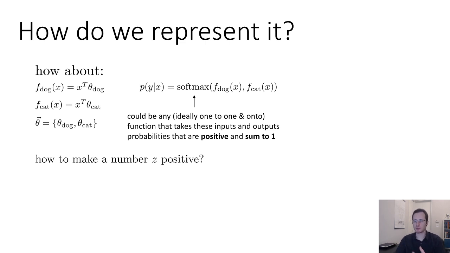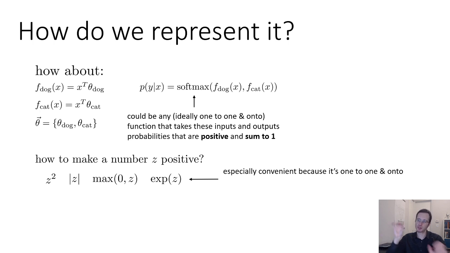Now, given some number z, how can you make that number positive? There are a variety of things you could do. You could say, well, z squared is always positive, no matter what z is. The absolute value of z, that's always positive. You could take the max between 0 and z. That's also positive. You could also exponentiate z. That's also positive. These are all valid ways to make a number positive, and they could actually all work.